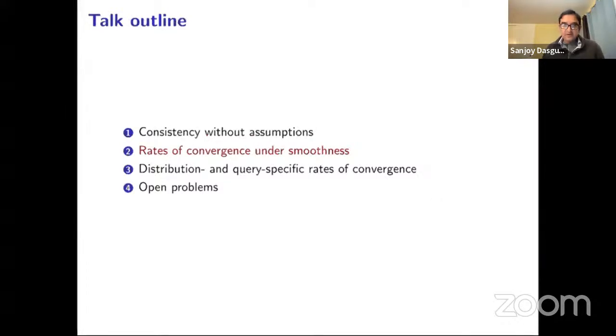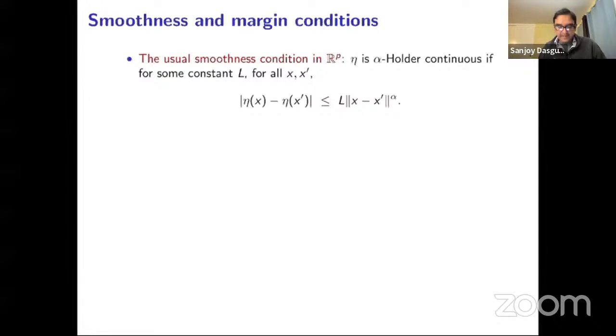Okay, so I've talked a little bit about consistency, universal consistency. Now let me talk about rates of convergence. And as I said, the most common thing in statistics is to look at rates of convergence under smoothness conditions. And so what are these smoothness conditions? It turns out that there's a standard bunch of them. So the first smoothness condition, the one that's usually used, is to say that this eta is Holder continuous.